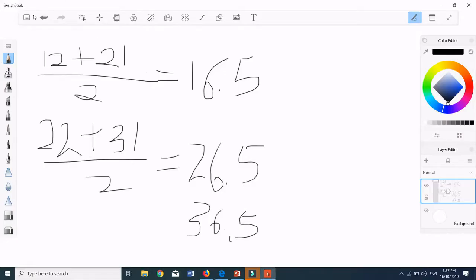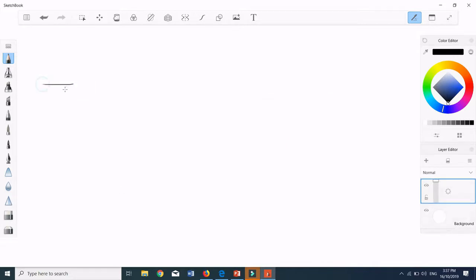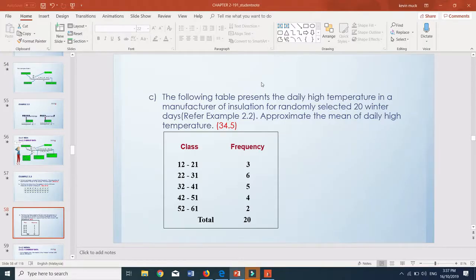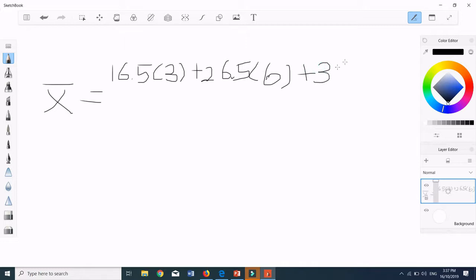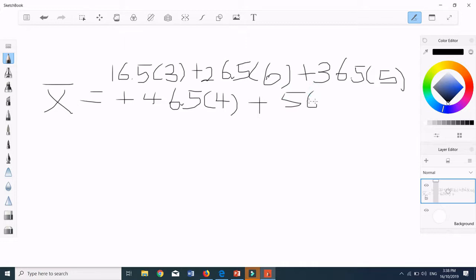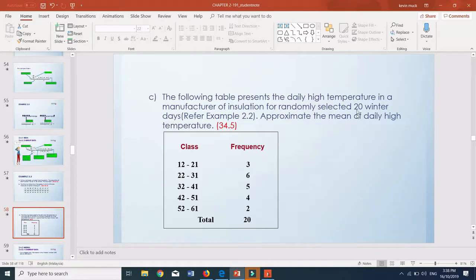3, 6, 5. So 16.5. So the mean is 16.5 times 3, plus 26.5 times 6, plus 36.5 times 5, plus 46.5 times 4, plus 56.5 times 2.